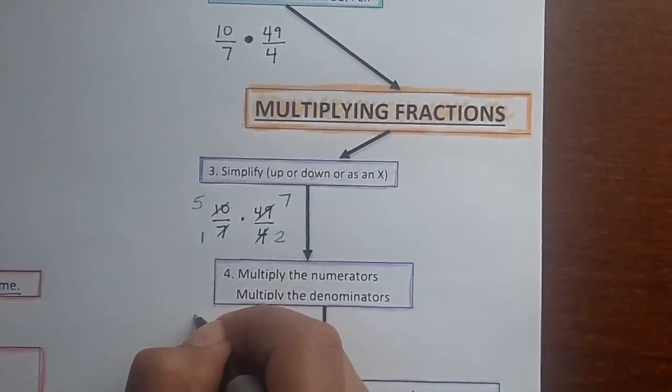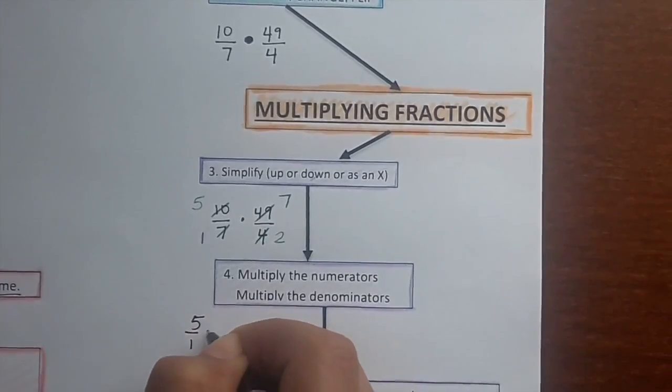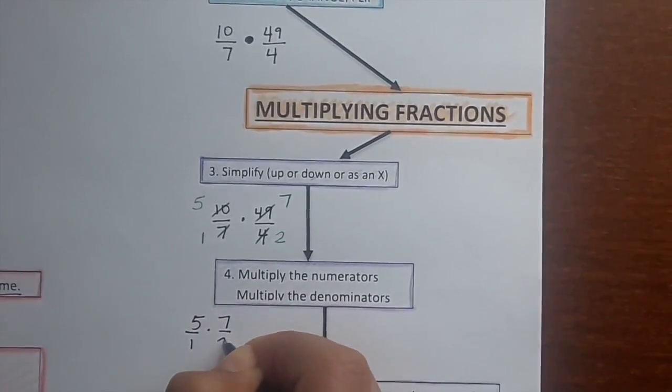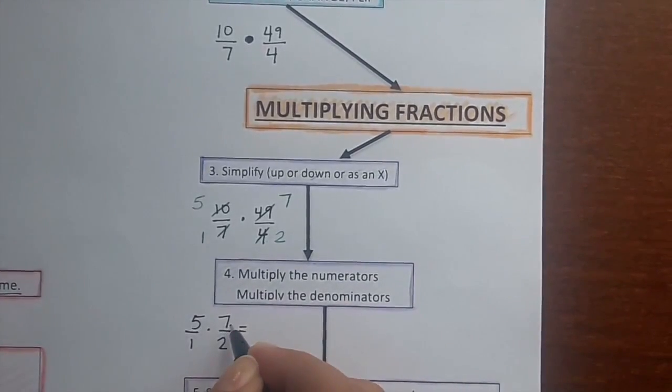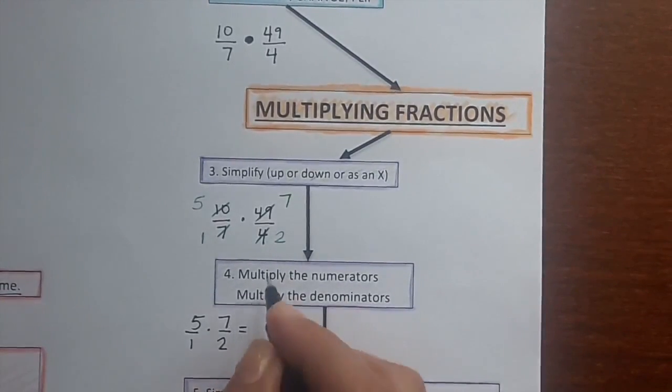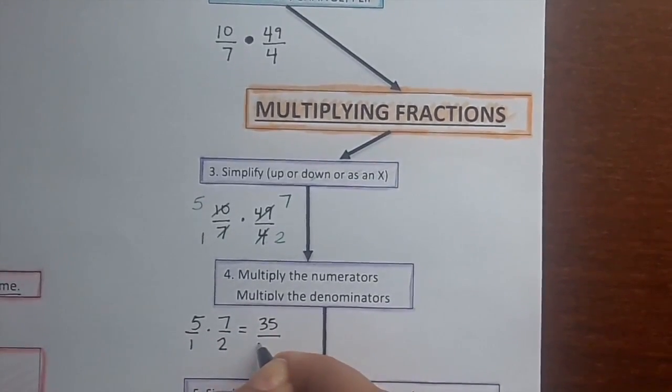Once you've done that, multiply the numerators, multiply the denominators. So I'm just going to write out what I had. 5 over 1, 7 over 2. Multiply numerators. 5 times 7, that's 35. Multiply the denominators. 1 times 2, that's 2. So now I have 35 over 2.